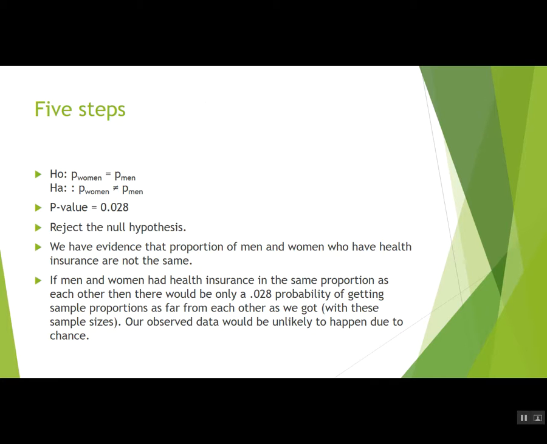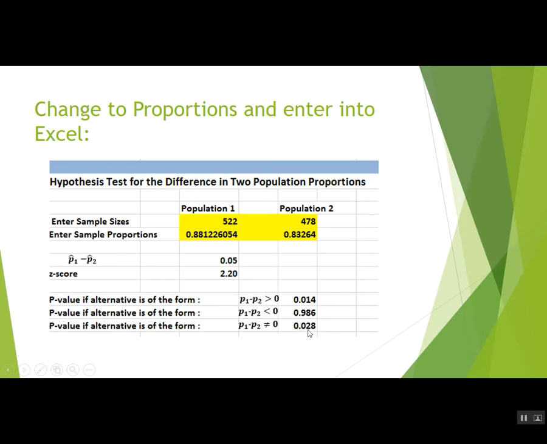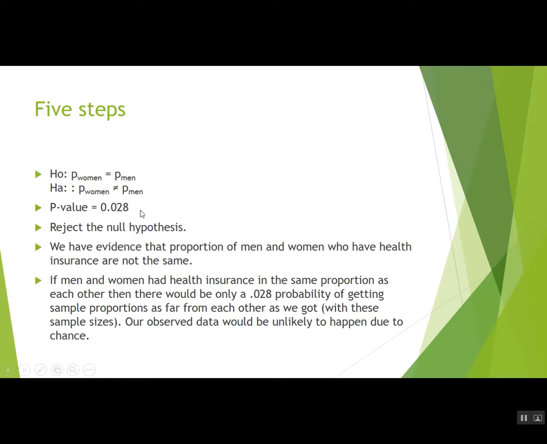The p-value, here it is again, 0.028, that's the one that goes with the not equal. The p-value is 0.028, so that's statistically significant, that's less than 0.05, so we reject the null hypothesis. We say, I think the null is wrong, I've got evidence that the alternative is true. So the conclusion is we have evidence that the proportion of men and women who have health insurance are not the same. And then why did the p-value lead to that conclusion?